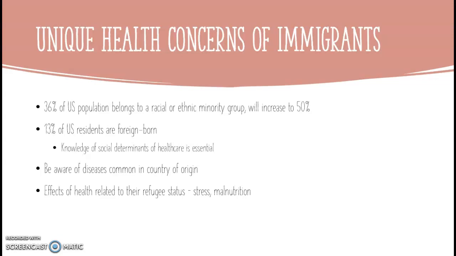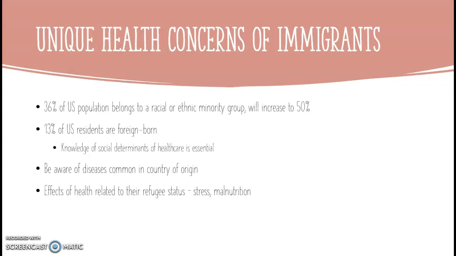Unique health concerns of immigrants. About 36% of the U.S. population belongs to a racial or ethnic minority group, and this will increase to 50% by 2050. And about 13% of U.S. residents are foreign-born. So the knowledge of social determinants of healthcare is essential. For example, if you have someone who is foreign-born and grew up most of their life in another country, they're going to have different things than if they were born in the United States.